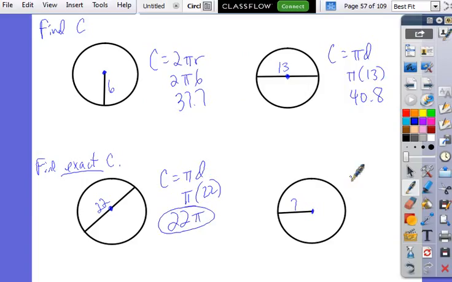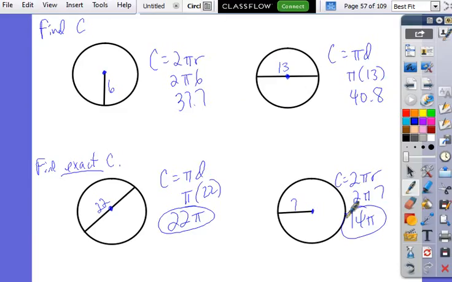On this one, I would do 2 pi r formula, so 2 pi 7. Again, what can I work with? 7 and 2, just the numbers. 2 times 7 is 14. Put the pi behind it. Are there any questions on the basic right there?